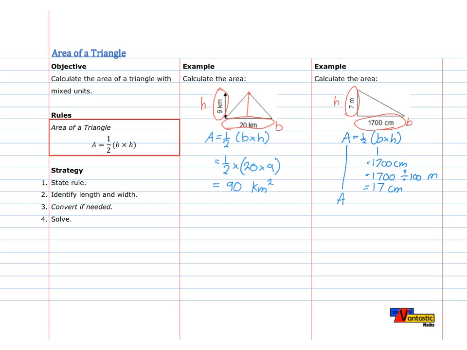Now my area is equal to a half times the base, which is 17 meters. I made a mistake there. Let me fix that up. This is meters times 7 meters equals, and I'll once again grab my calculator to calculate what this number actually is, and that is 59.5 meters squared. Always check those units.